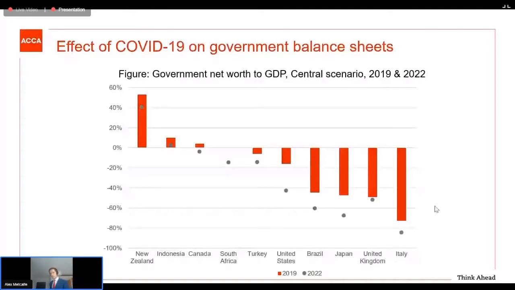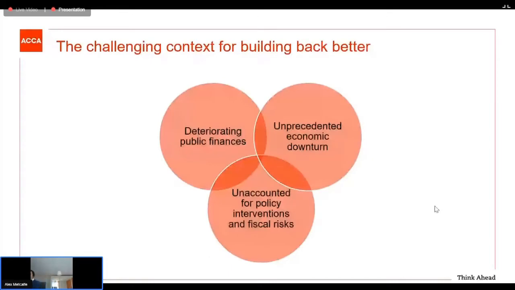So really what this means for us then is we have this quite combined challenging context that we're working through at the moment. And that includes the deterioration of public finances, as you can see from a quick snapshot of some of the analysis that's going to be coming out in that report in late July. This is going to be fueled even more so by the unprecedented economic downturn. But a real challenge that I think is important for us as a group of professional accountants, and what it means in terms of public finances, is how we're actually managing unaccounted for policy interventions, like those below the line interventions, as well as different fiscal risks.